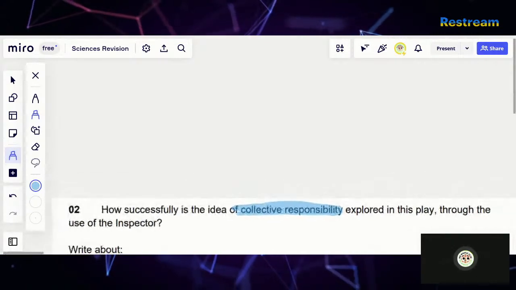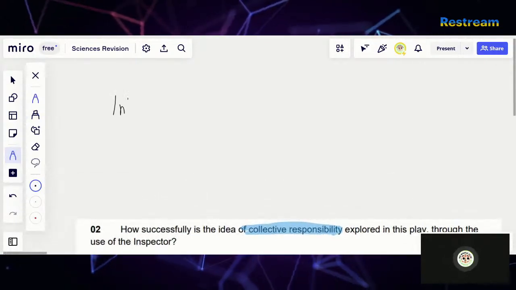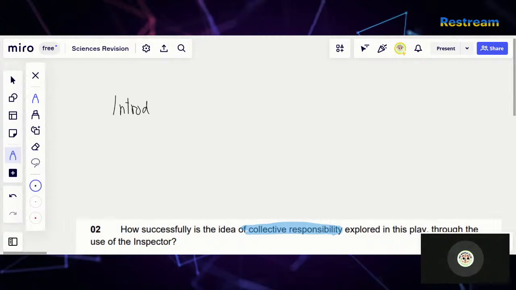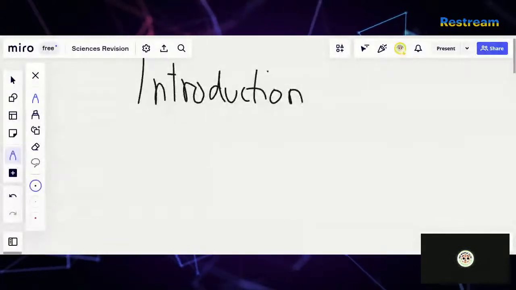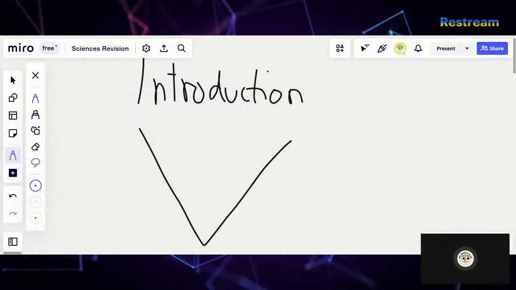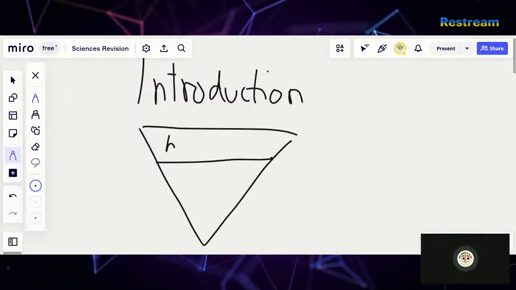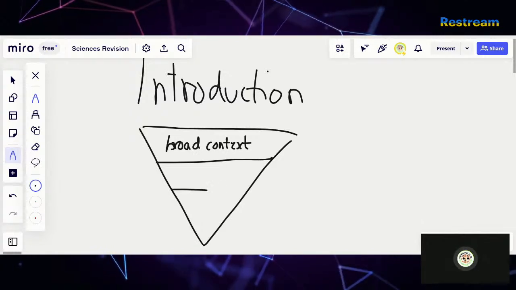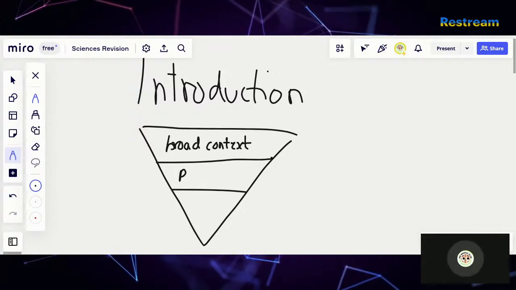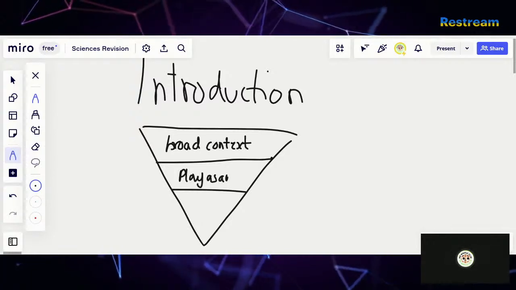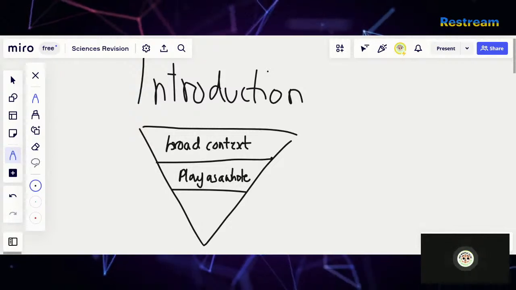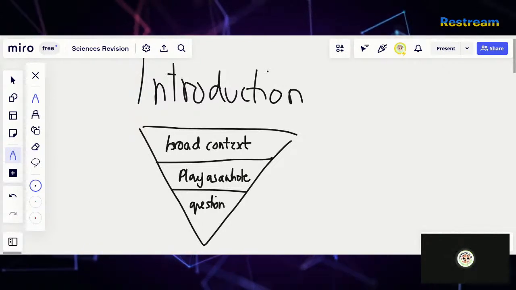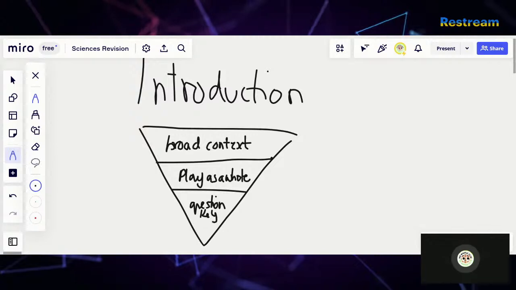So in your introduction, I would definitely suggest the filtering down method. Let me just tell you about a quick system. It's like a funnel, and you start off by talking about the broad context, and then you discuss the play as a whole, and then you filter it down into the question, whatever the question is asking, and key moments.